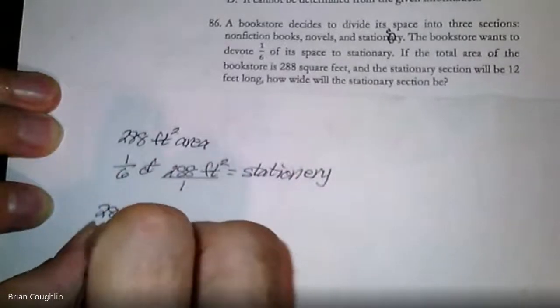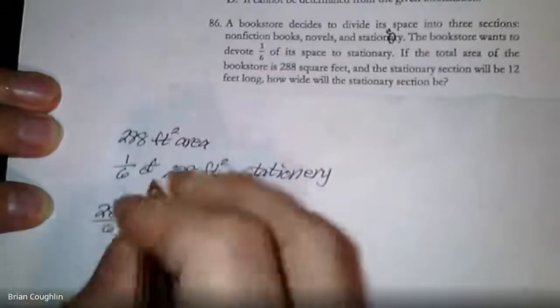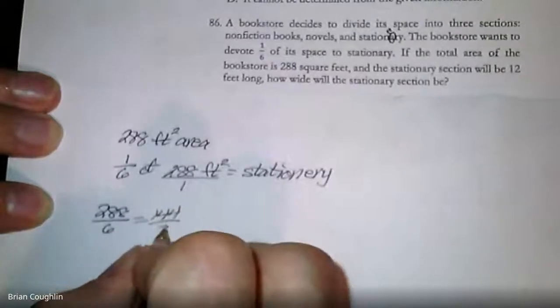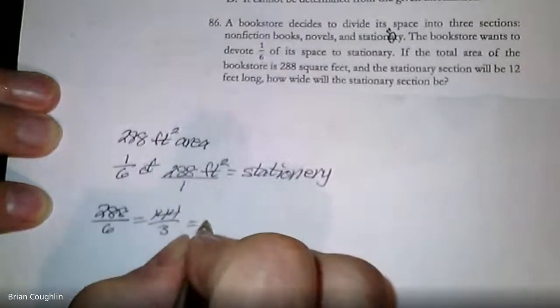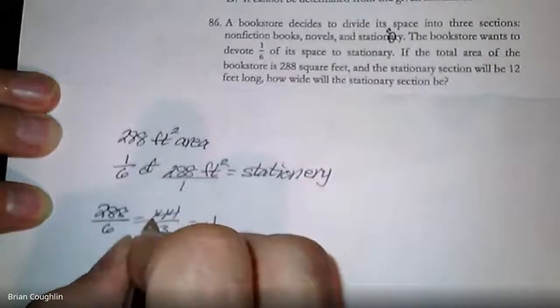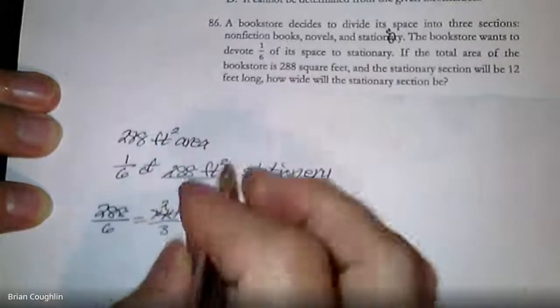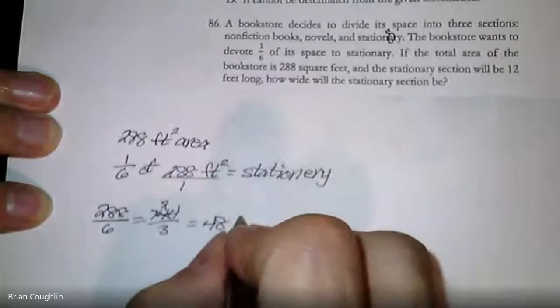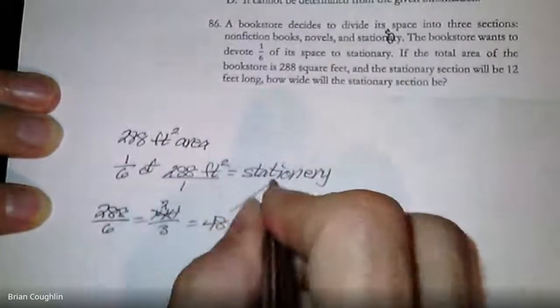Let me do it over here. 288 over 6. That actually reduces to 144 over 3. And 3 goes into 14 4 times. So that's like 12. It leaves 2 behind. And then 3 goes into 24 8 times. So 48 square feet for stationery.